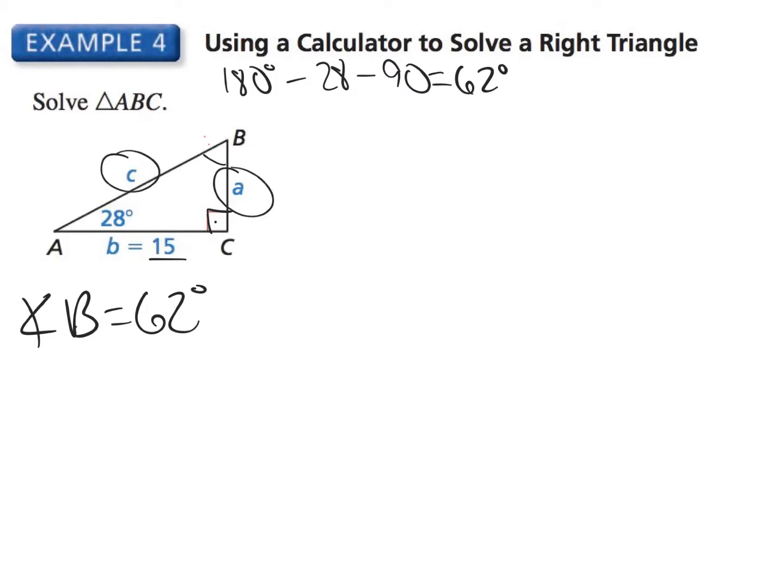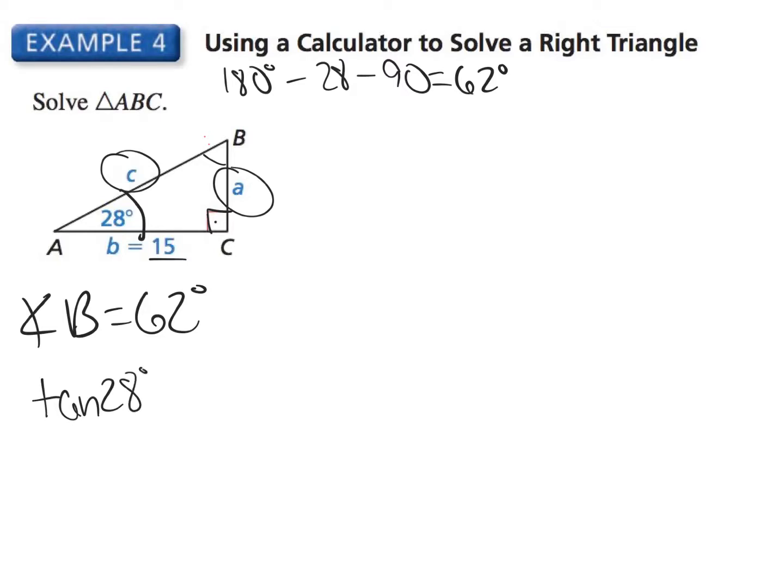We are going to use the ratios, like in example 3, the calculator-based one, because this is not a special right triangle, in order to find our missing pieces. So, I want to find A. If I'm using 28 degrees as my reference angle, my opposite is A, and my adjacent is 15. That's all I have. So I'm going to use tangent.